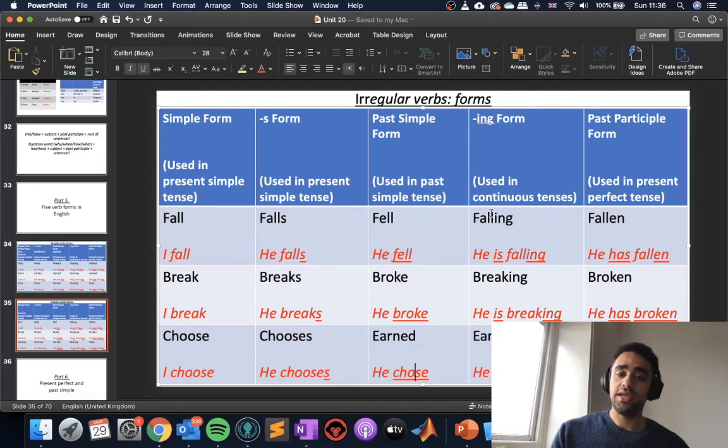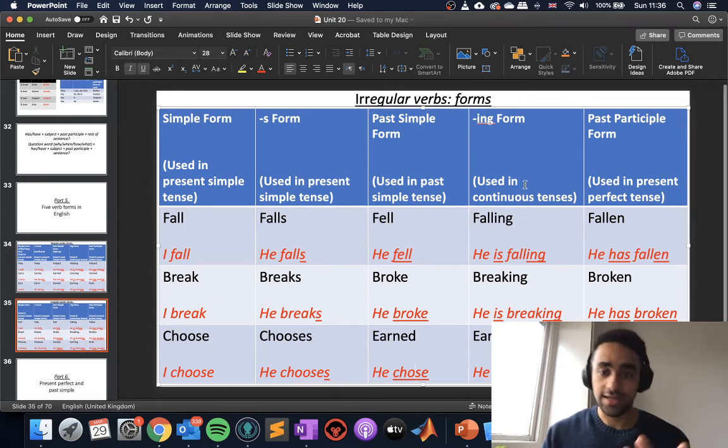For the ing form, as I said before, we just add ing. It doesn't change between regular and irregular verbs. We just add ing.